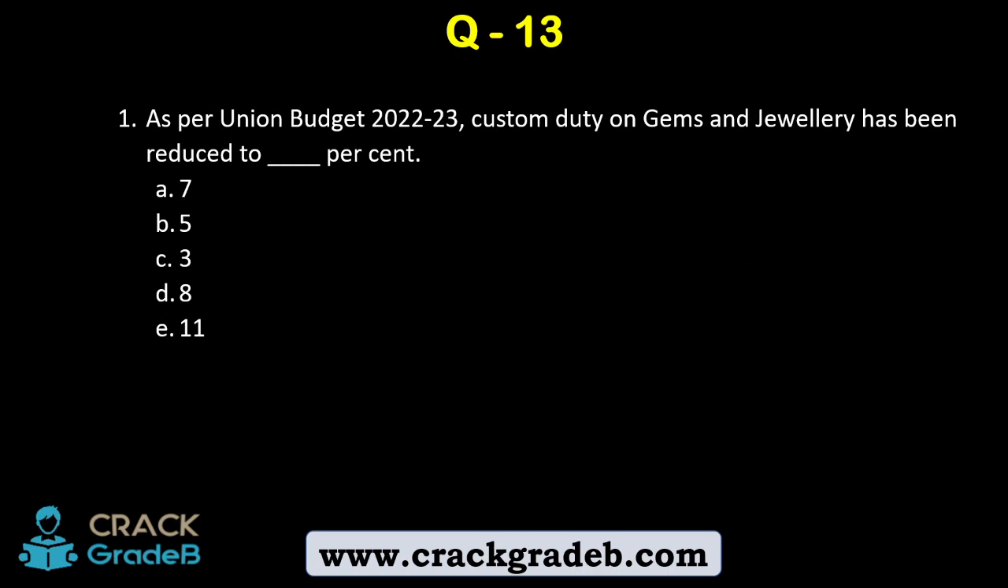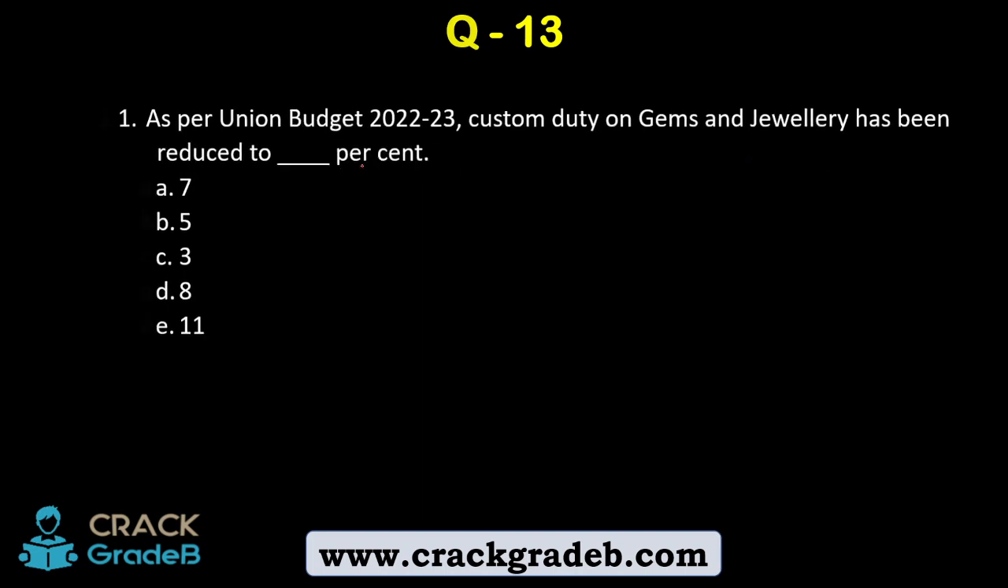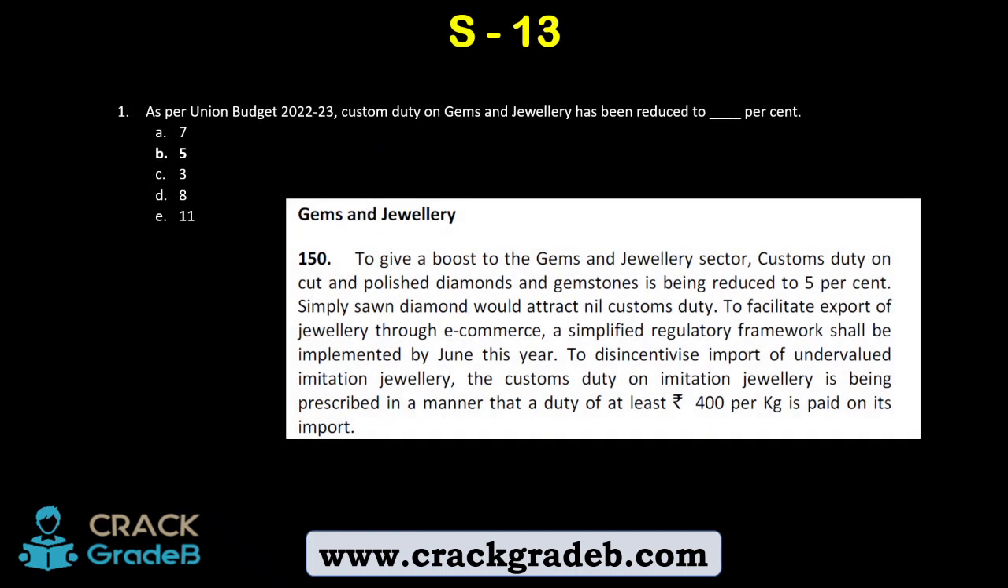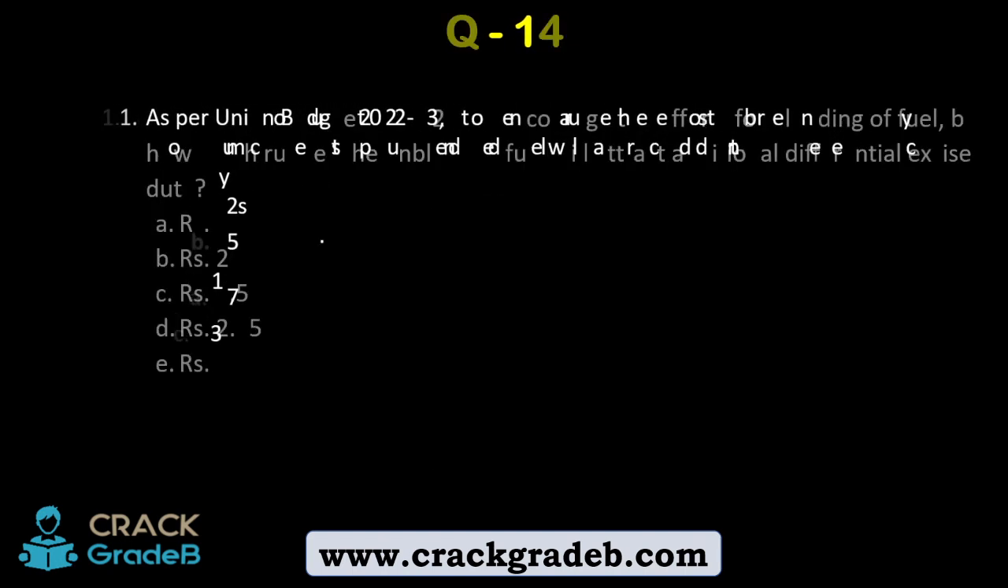Let's move forward with question number 13. As per the Union Budget, customs duty on gems and jewelry has been reduced to dash percentage. Straight away, let's see the answer. The answer is reduced to 5%. Okay, 5%. Let's move forward.